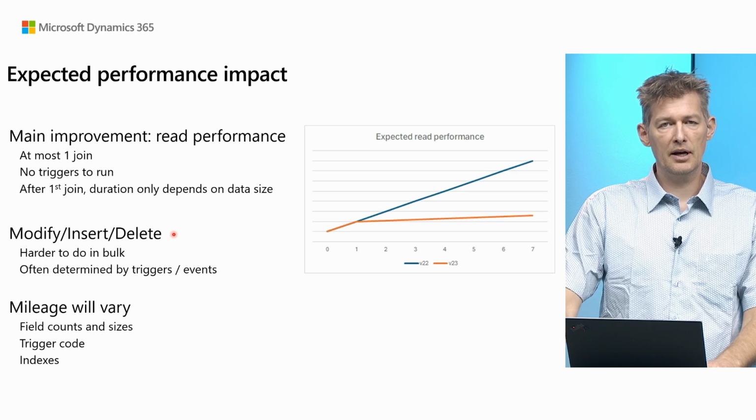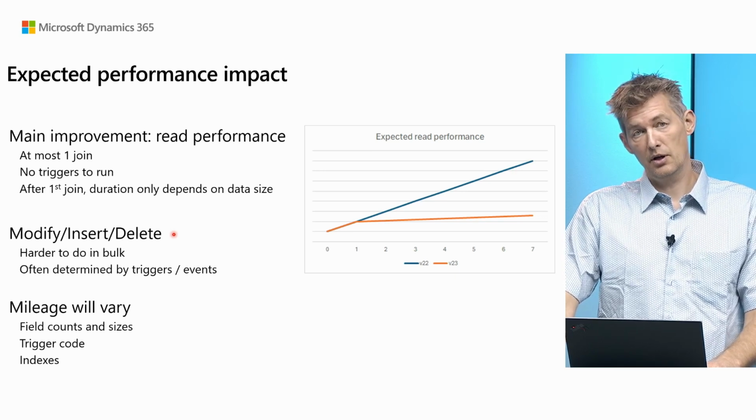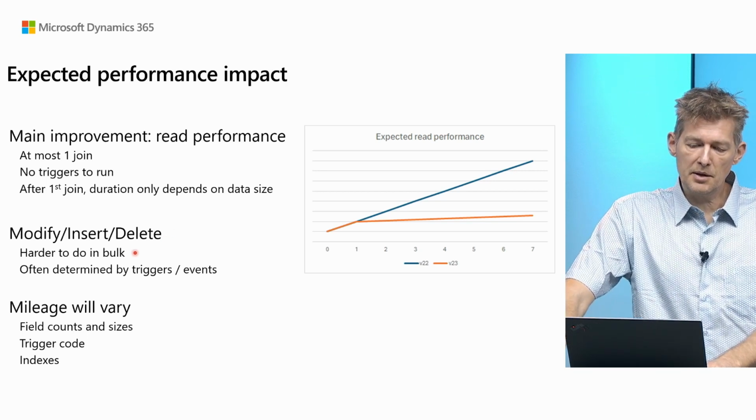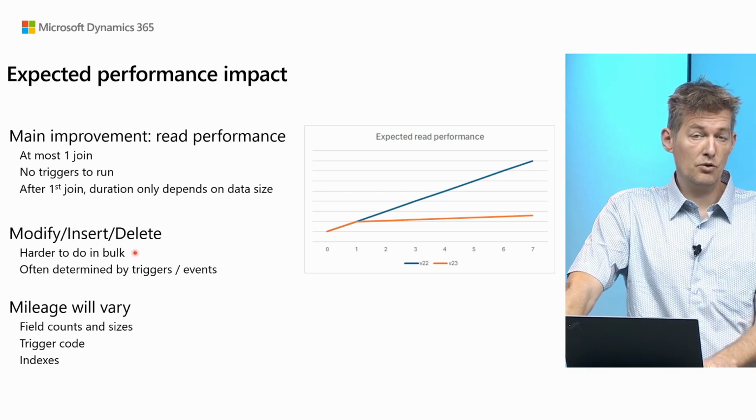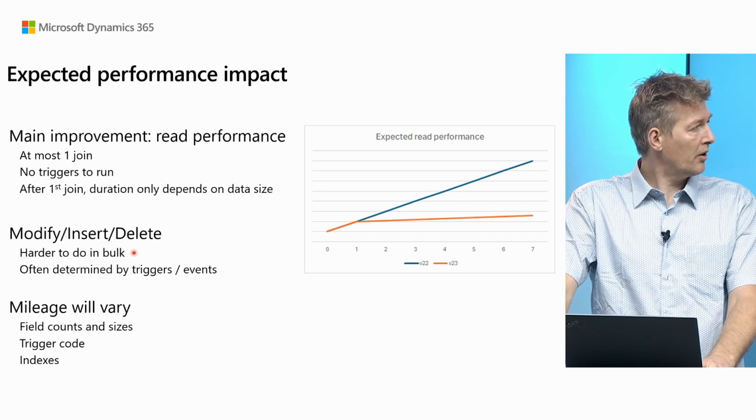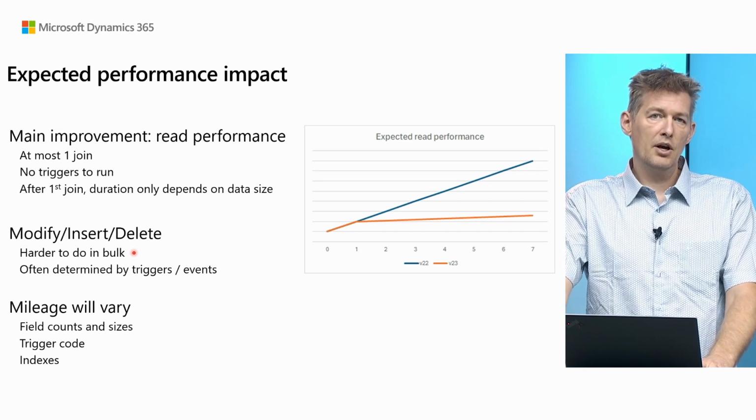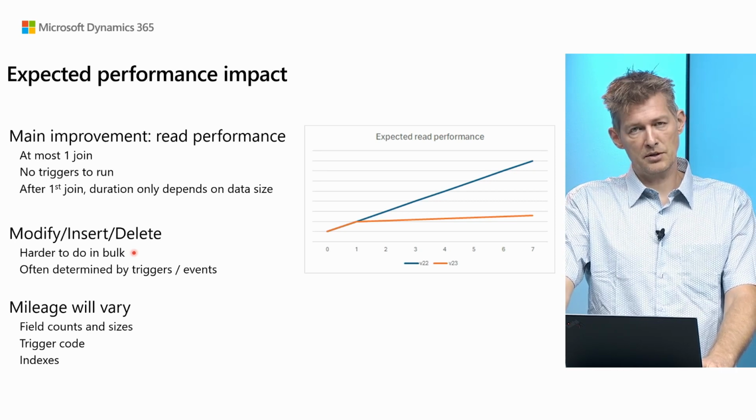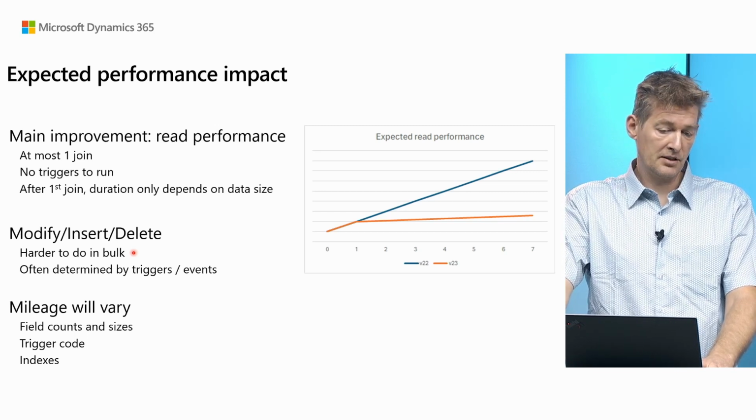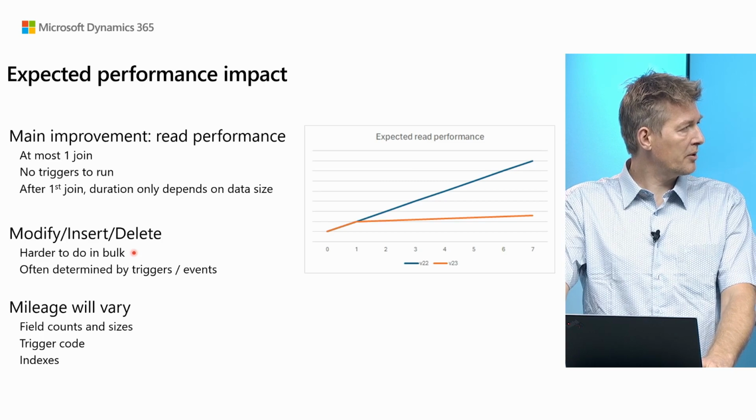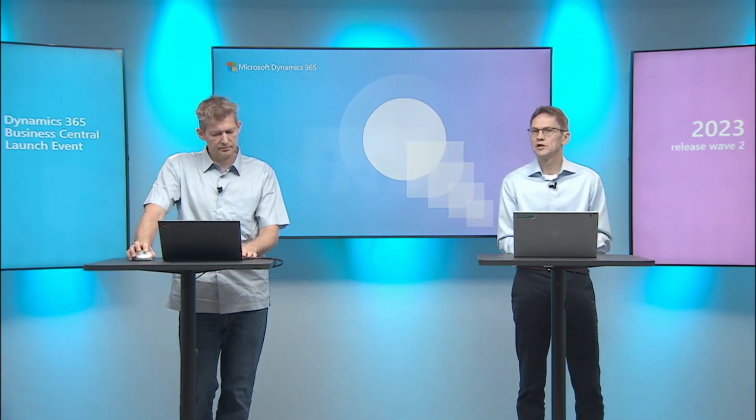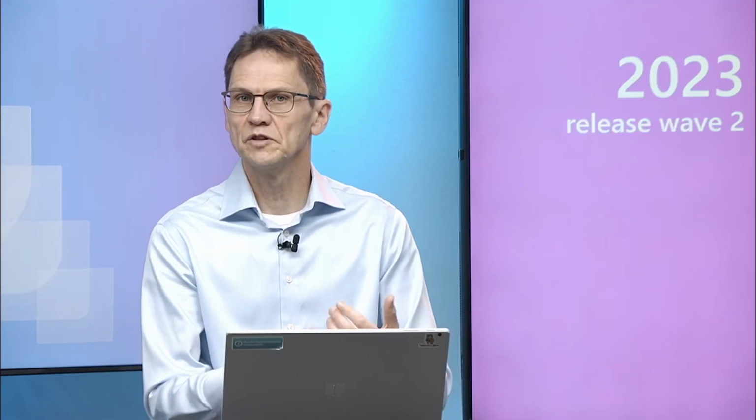Then why don't we see a larger increase in performance for, let's say, modify, insert, delete, anything that is not read? This is typically because on the database you would see a huge impact, but on the NST and the AL runtime, we often need to run events, and that means that most bulk operations will actually not be in effect. That's the primary reason why we don't see a huge benefit here. And that's also why it's really hard to state how much faster this will be.